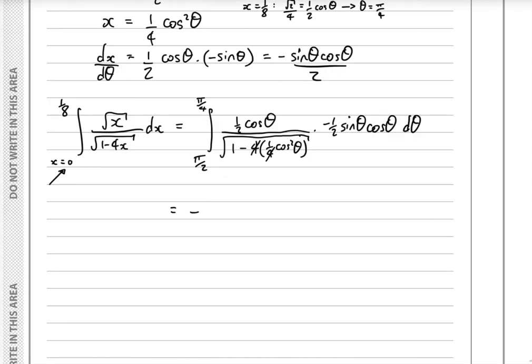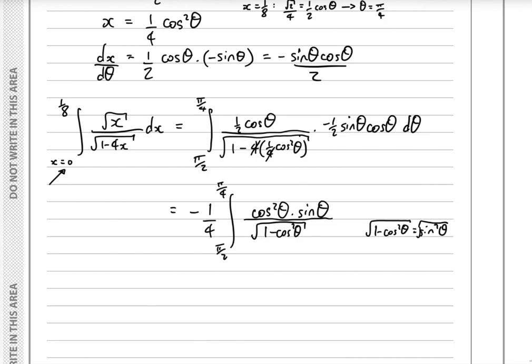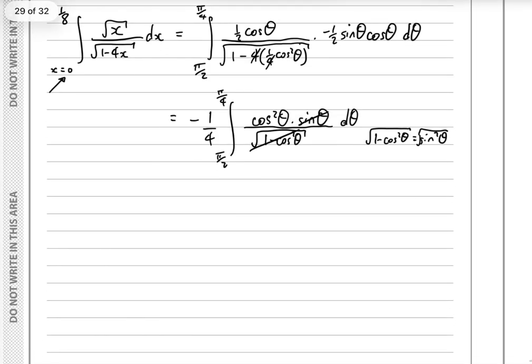So for now, combine the halves, we get minus 1 over 4, integral from pi by 2 to pi by 4 of cos squared theta sine theta over the square root of 1 minus cos squared theta. And 1 minus cos squared theta is equal to sine squared theta. So the root of that is the root of this, and so that cancels with sine theta in the numerator. That gives us minus 1 over 4 integral pi by 2 pi by 4 cos squared theta d theta.